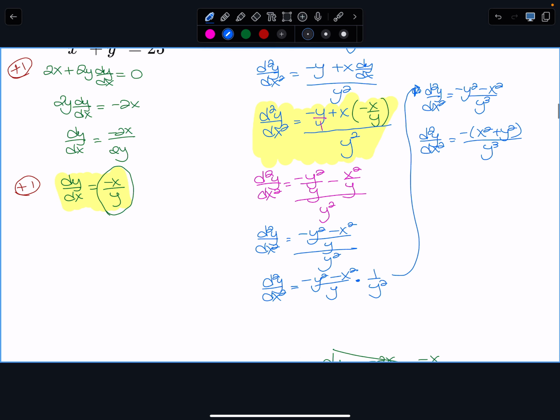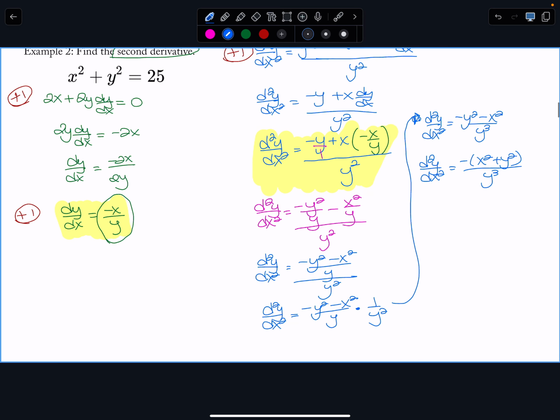And I could rearrange this, and the reason why I rearrange it is because at the very beginning, x squared plus y squared is equal to what? 25. So this becomes negative 25 over y cubed. That's what they're doing on a multiple choice. That's why I said don't answer this.